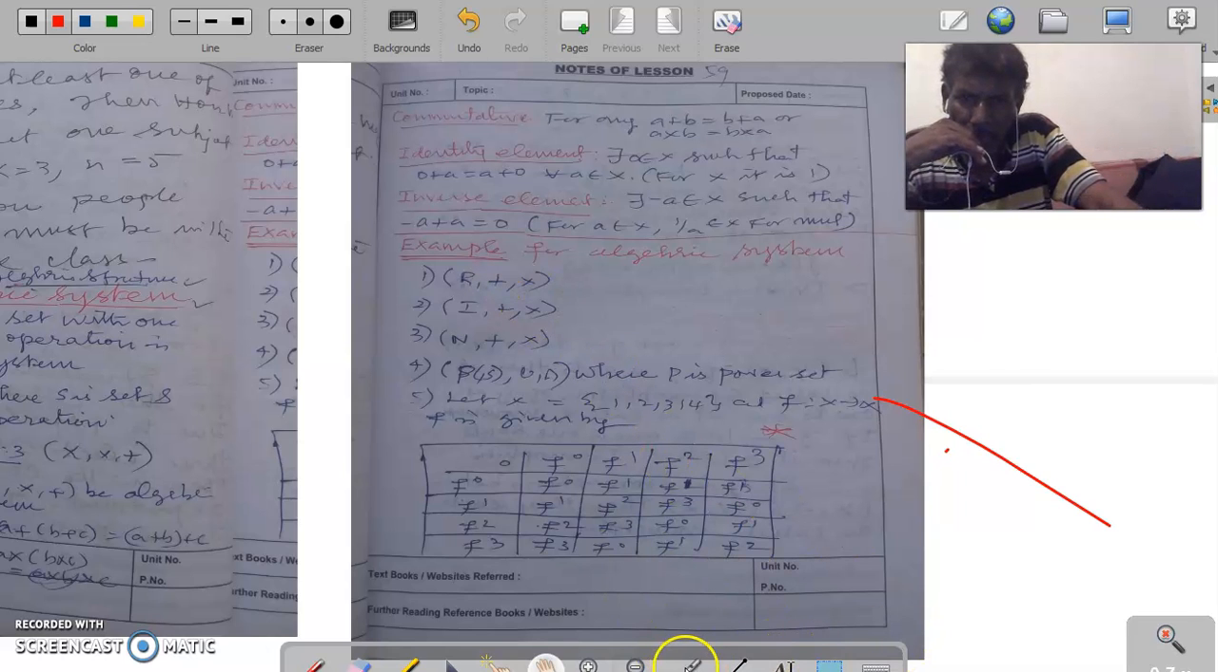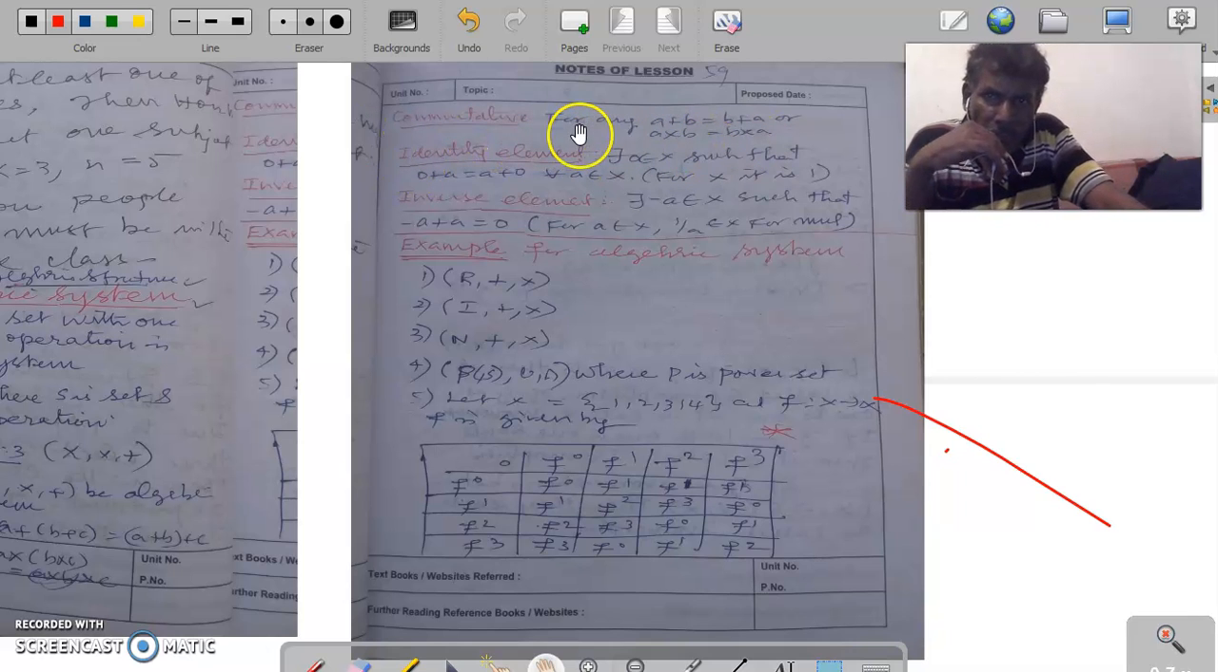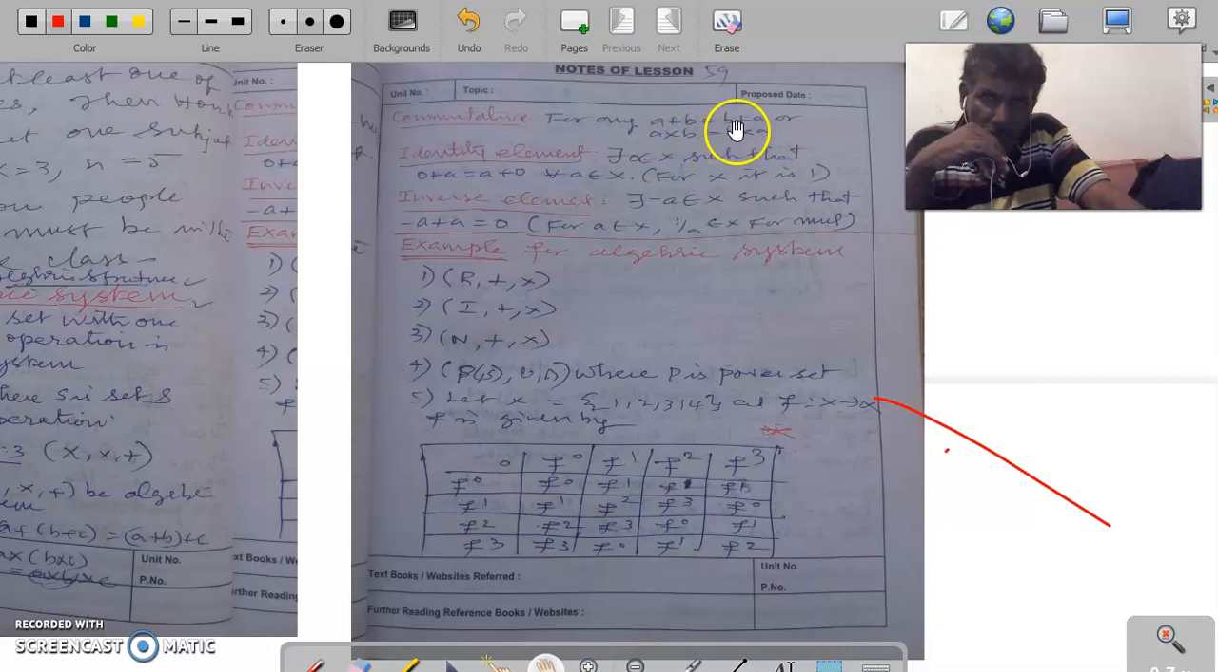Right, now let us take this. The next property is called the commutative property. For any two elements A, B belonging to the set X, A plus B equals B plus A, or A cross B equals B cross A. This property we call the commutative property.